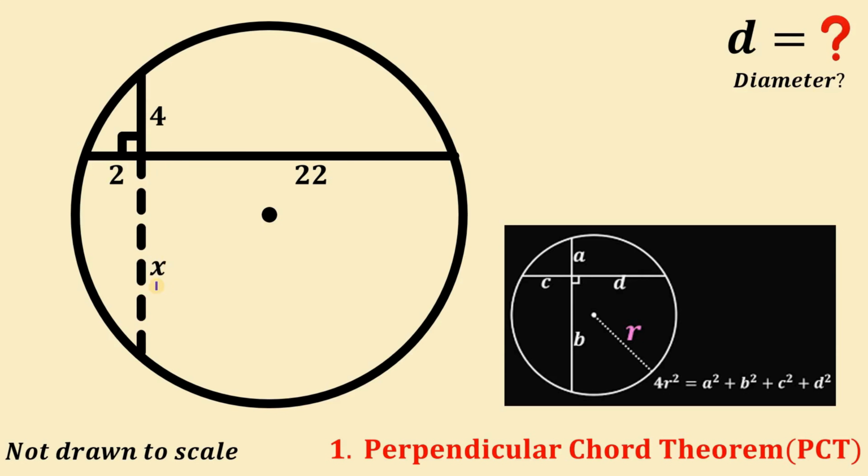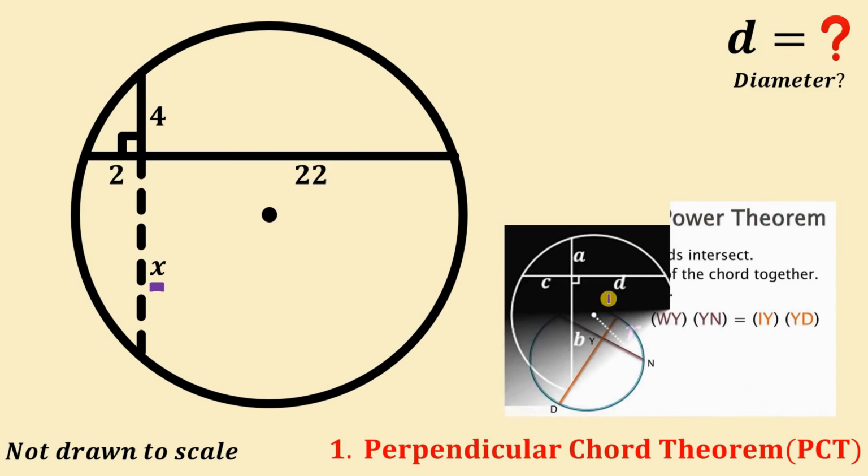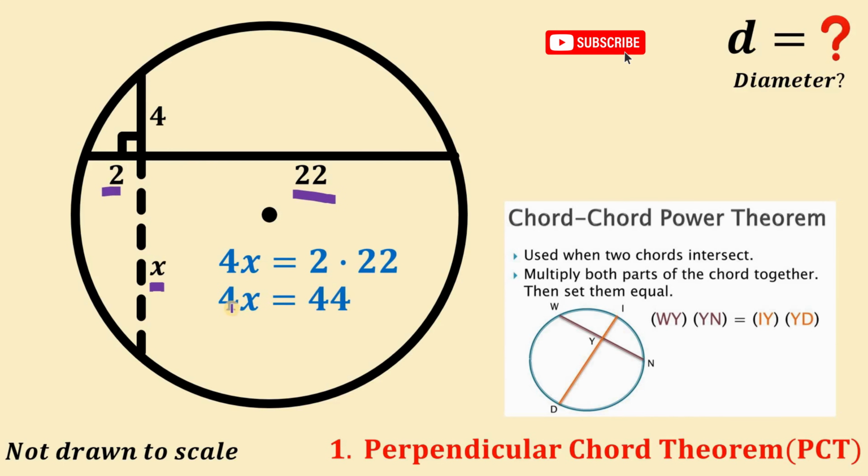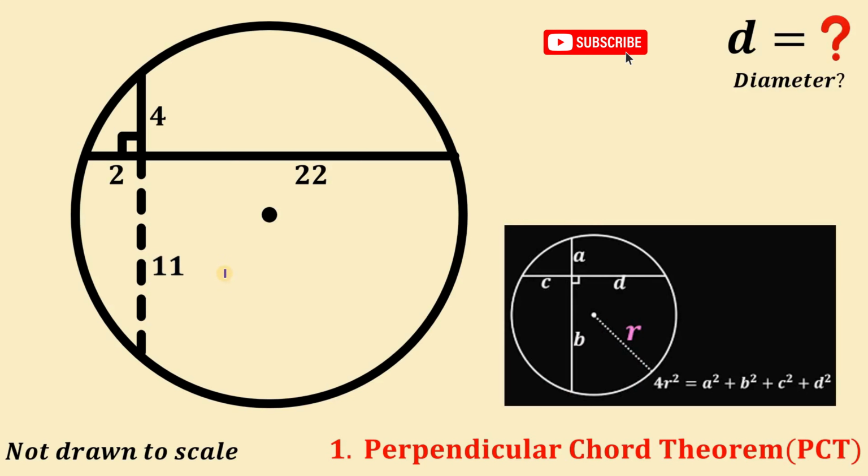And let's call this x. Now, for us to know the value of this x, we will use what we call the chord-chord power theorem. So when we have 2 chords intersect, then multiply both parts of the chords together, then set them equal. In this figure, we can say that the product of the segment yw times yn equals the product of the segments iy and yd. Now going back to our figure, we can say that 4 times x equals 2 times 22, which is 44. Now divide both sides by 4, we get that x equals 11. Now we have the value of this segment, which is equal to 11 units.